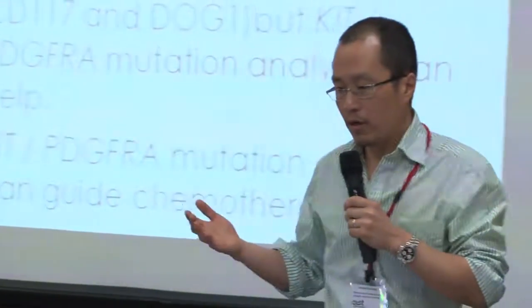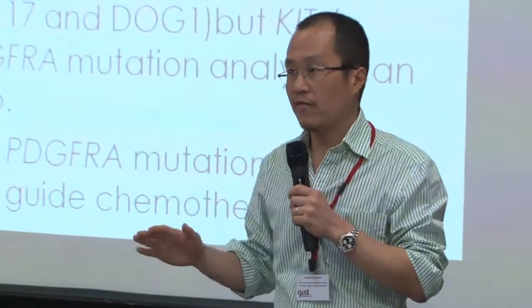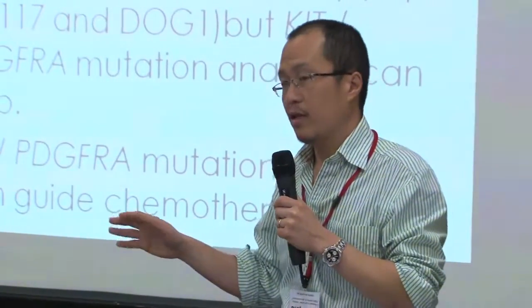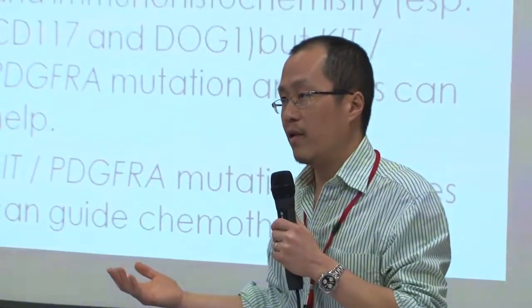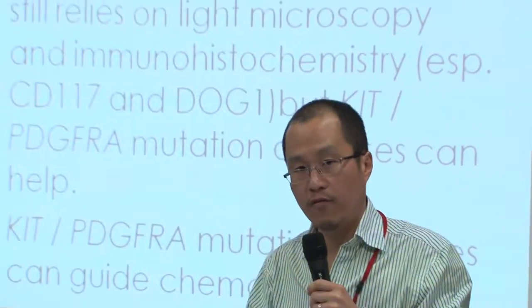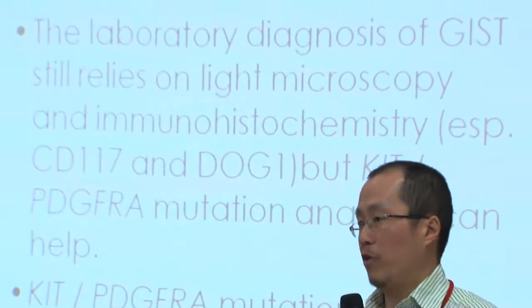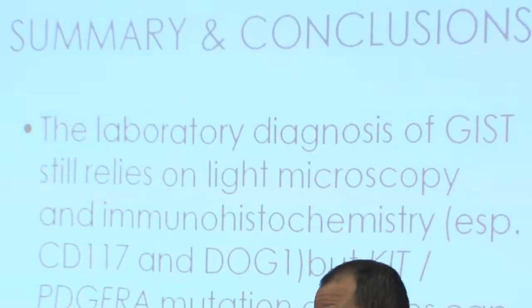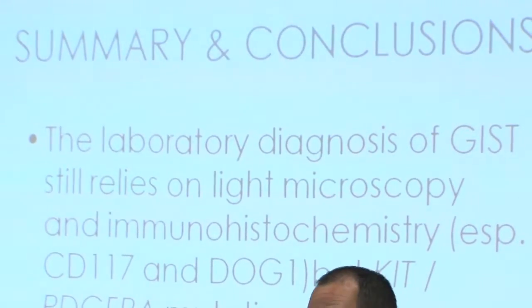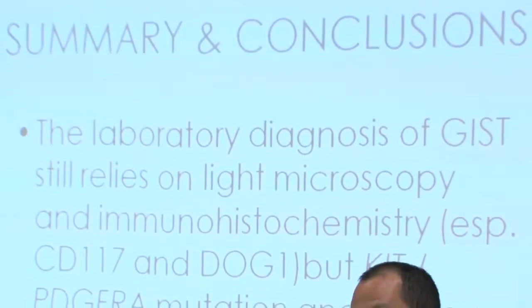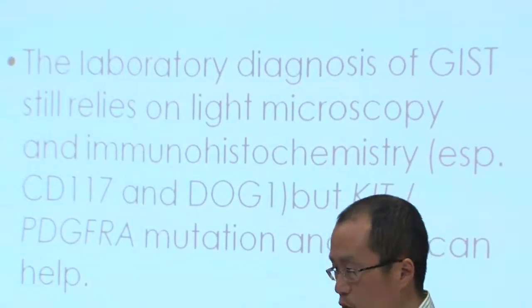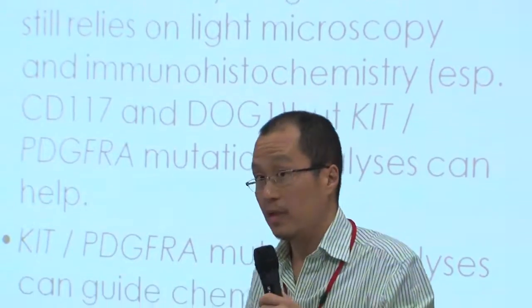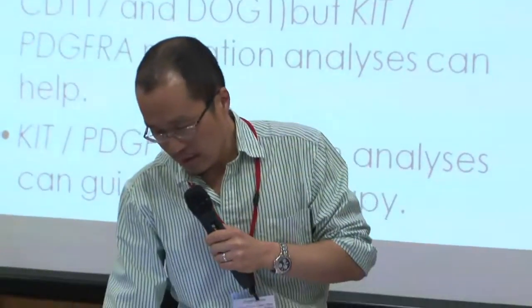So, I'm going to stop my talk. Obviously, this isn't the end of the journey. To conclude, I hope I've presented to you the fact that when we are diagnosing a GIST from a laboratory point of view, we rely heavily on light microscopy as well as immunohistochemistry, but we can often use mutation analysis to help us. Of course, mutation analysis can help guide treatment as well. And I'm quite certain the journey will certainly continue with regards to wild-type GIST.